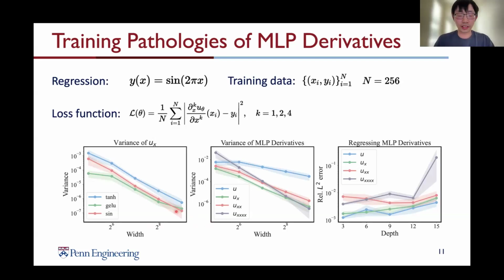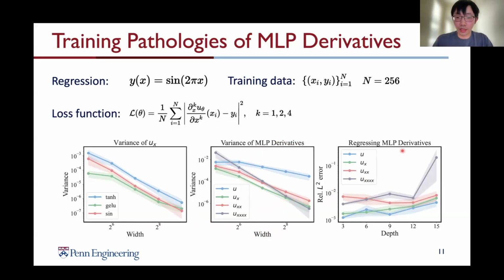So this is really consistent with the proposition I showed. Moving forward to the second panel in the middle, this shows the variance of MLP derivatives of higher orders. Here we fix the activation function. You can see for higher order derivatives and for wider networks, we get smaller variance, right?